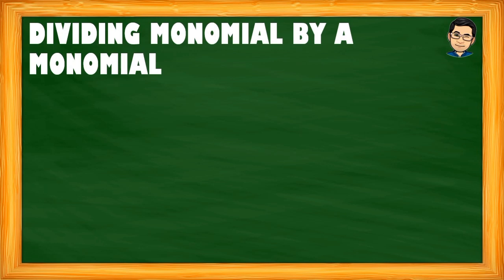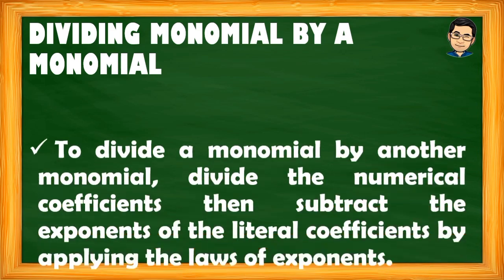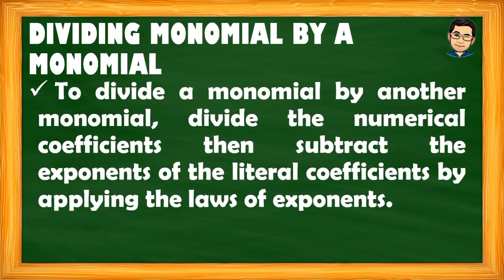So let's now move on to division of polynomials. So the first one is dividing a monomial by another monomial. So to divide a monomial by another monomial, divide the numerical coefficients, then subtract the exponents of the literal coefficients by applying the laws of exponents. So kung sa multiplication of polynomial, so kapag same bases, we add the exponents. Dito naman, kapag same bases, we subtract the exponents. And then, i-divide natin yung numerical coefficients kung meron.